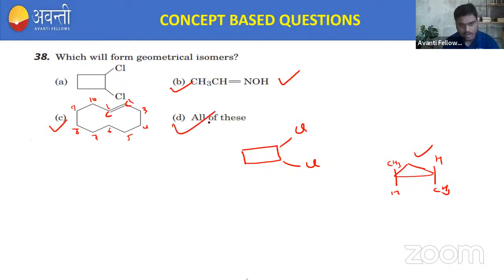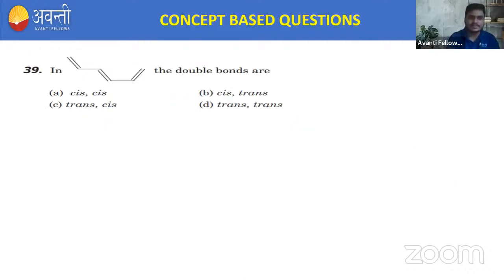So we can say that all of these. So whenever we did the three questions, the answer for all is the same, all of these will show GI. Now, question number 39. So in the double bonds are, now you have to tell whether the double bond is in cis or trans. So double bonds are in cis position or trans position. Tell me fast.